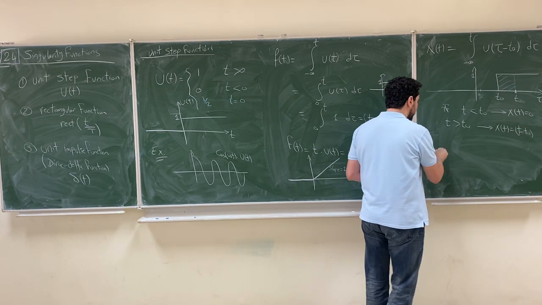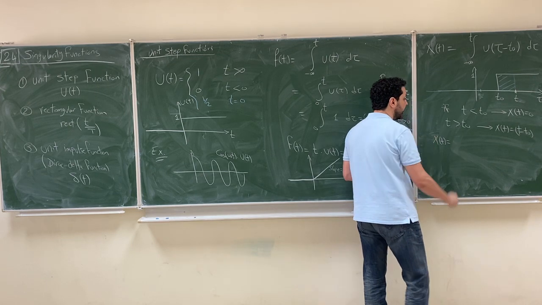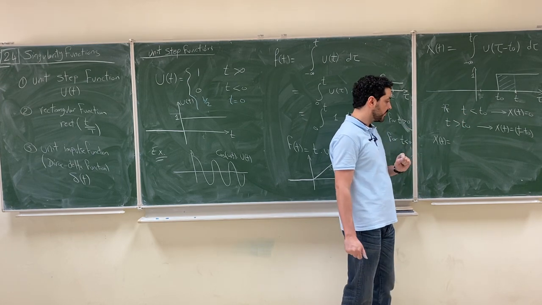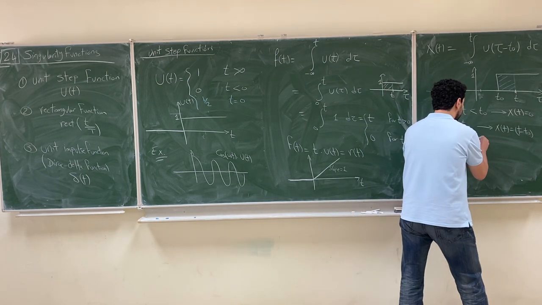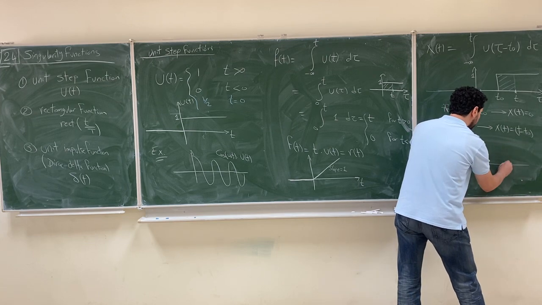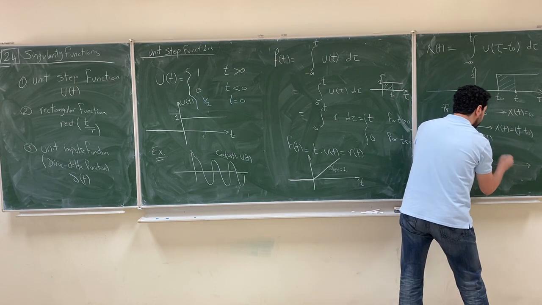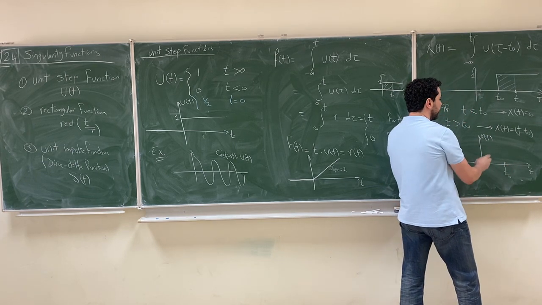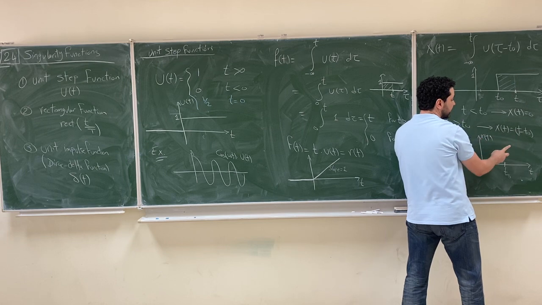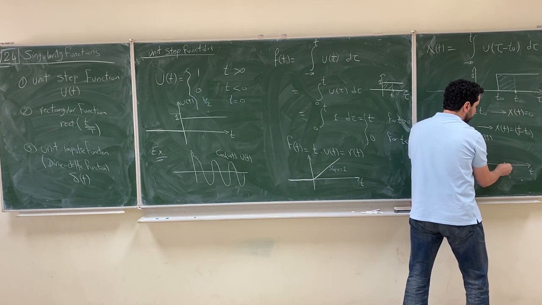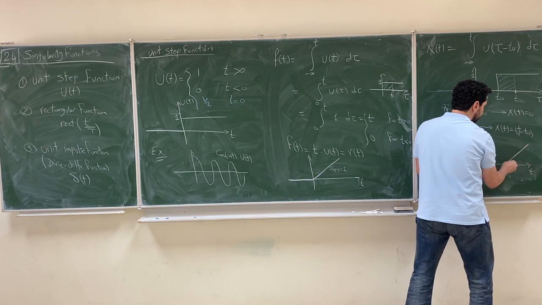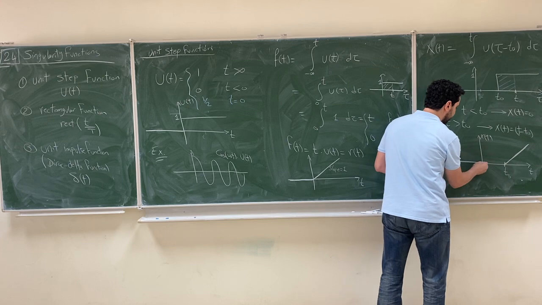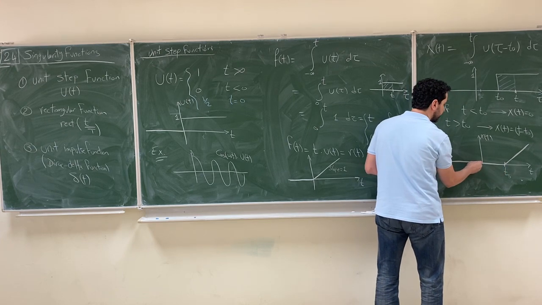So our integration x of t is t minus t naught for t only greater than t naught. Meaning our x of t appears like this. Only for t greater than t naught, it will give you a line. How can we plot this? This is a line, right? A line with the slope 1 that starts from t naught. And for t less than t naught, it's 0. This is how x of t looks like.